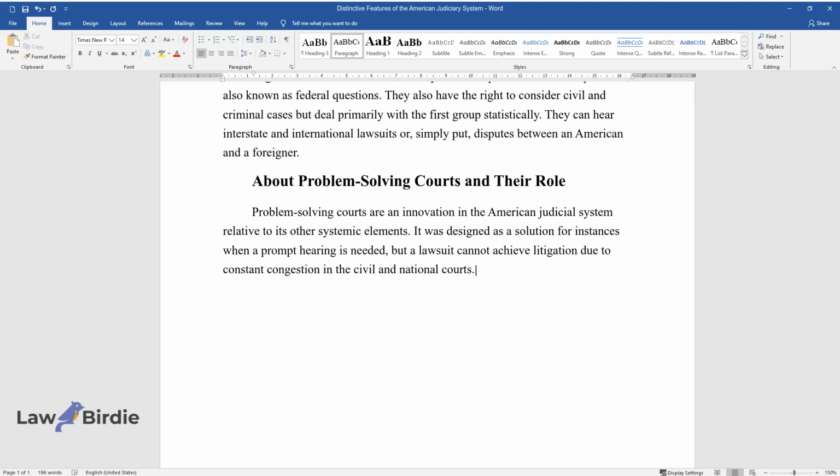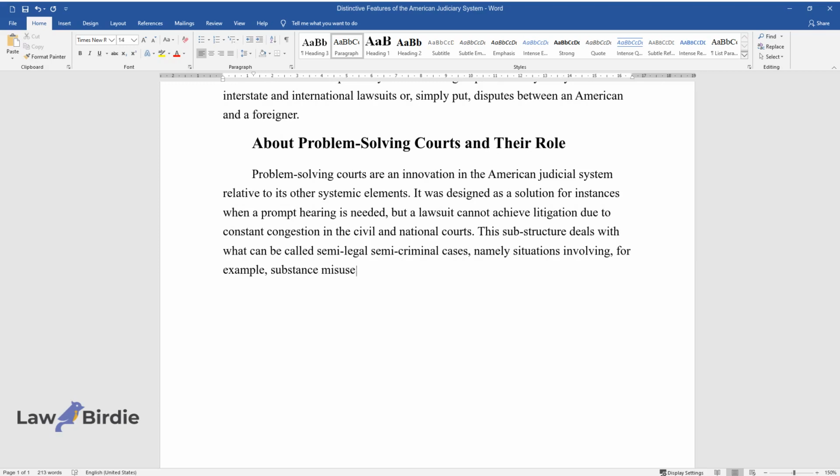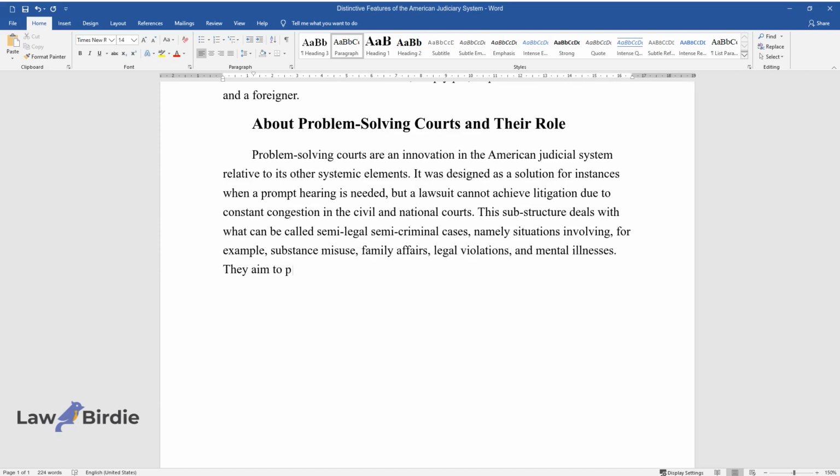This substructure deals with what can be called semi-legal, semi-criminal cases, namely situations involving, for example, substance misuse, family affairs, legal violations, and mental illnesses. They aim to provide both parties with treatment, therapy, social rehabilitation, and reintegration.